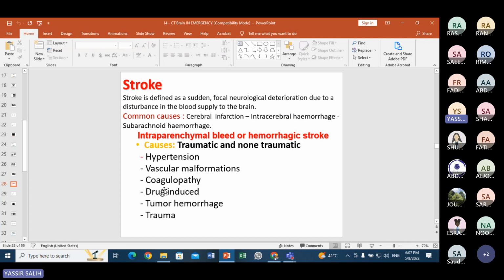نتكلم عن stroke which is defined as sudden or focal neurological deterioration due to disturbance in blood supply. It may be due to cerebral infarction or intracerebral hemorrhage or subarachnoid hemorrhage. The causes of intraparenchymal bleed or hemorrhagic stroke may be traumatic or non-traumatic, may be spontaneous or due to trauma, may be due to hypertension, vascular malformation, arteriovenous malformation, coagulopathy. Some drugs may cause this hemorrhage, and many tumors may bleed, and also trauma.